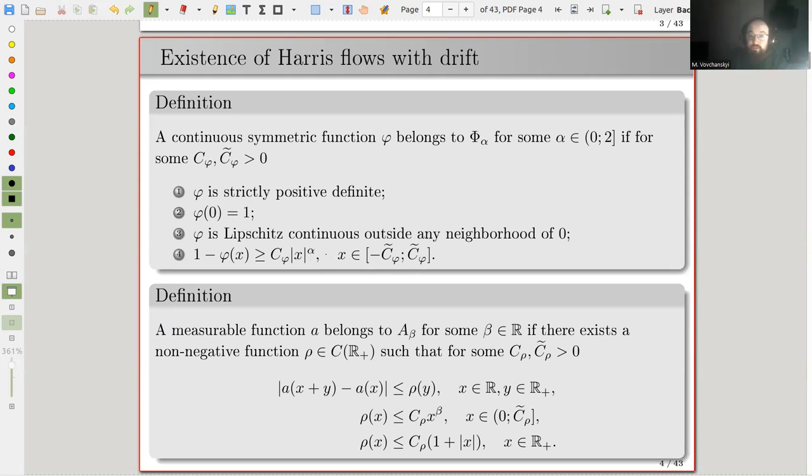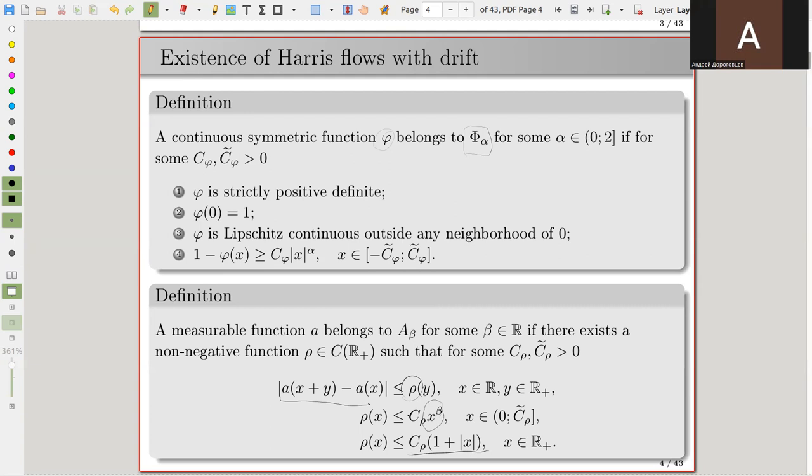The first definition here says that phi is good enough. This is the original condition that Harris considered, that guarantees that the flow is non-homeomorphic in the sense that particles emitted merge. The second definition I added to get a possibility to introduce drift and to guarantee that if some conditions are met, we have coalescence. So this just allows us to speak about the distance between two particles in terms of a third function rho. And we require linear growth.